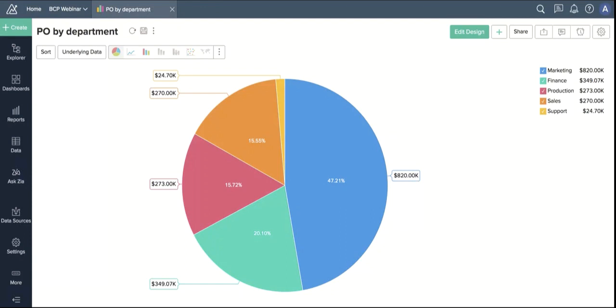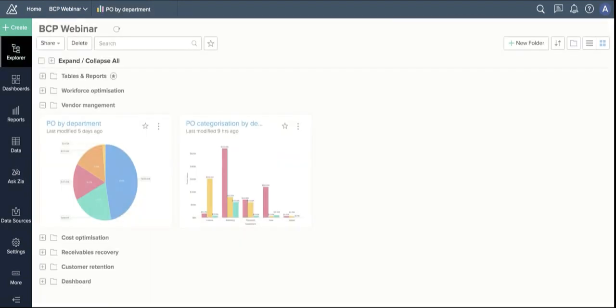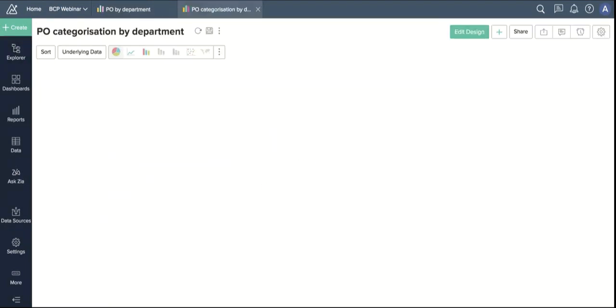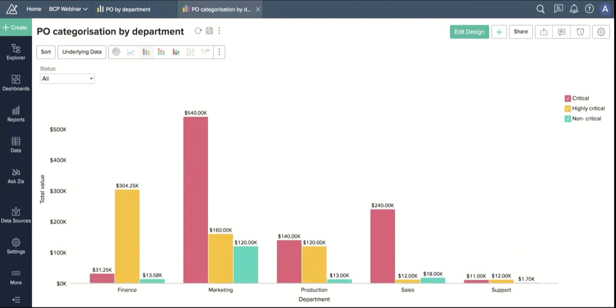Now, by looking at this report, would you jump to a conclusion that the marketing purchase orders need to be either cancelled or deferred? Probably not. You might need something more beyond that to get powerful insights to make decisions during a crisis. So, one of the other ways of looking at this is going a step further and trying to break down these purchase orders as critical, highly critical, and non-critical, and having them mapped against the respective departments.